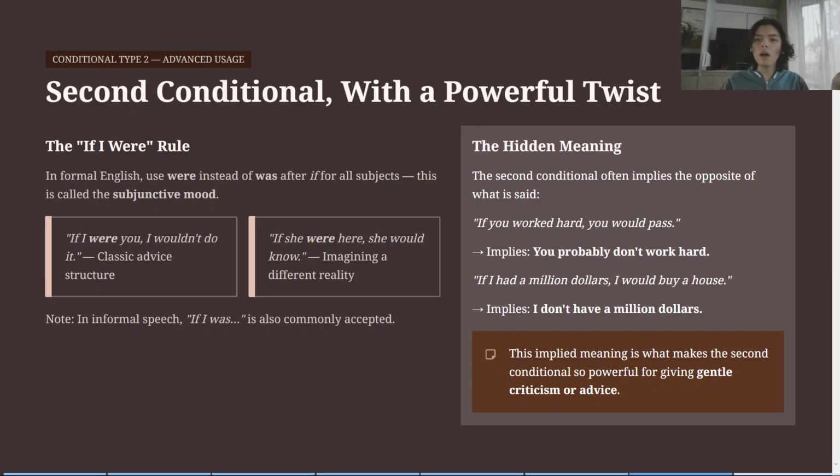Another interesting thing about the second conditional is that it can have an implied meaning. For example, if you worked hard, you would pass. This can imply that the person probably doesn't work hard. Another example is, if I had $1 million, I would buy a house. This implies that I don't have $1 million. So the second conditional can be used not only for imaginary situations, but also for giving advice or making gentle criticism.